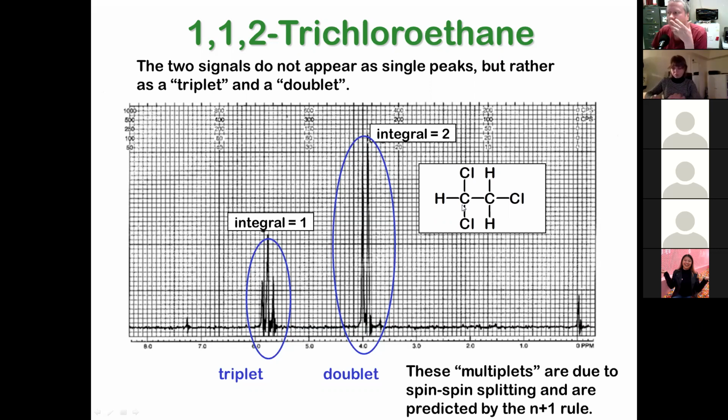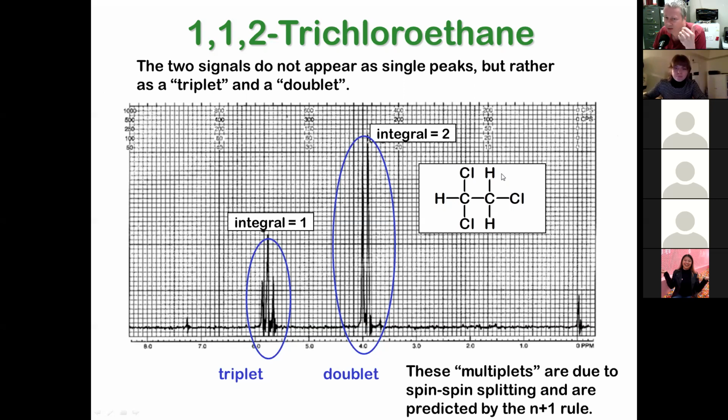So the multiplets are due to this thing called spin-spin splitting, and they're predicted by something called the n+1 rule. The n+1 rule. So what is this n+1 rule? Here it is in a nutshell. Okay, the CH. How many neighbors does a CH have? Like neighboring CHs. Yeah, it's a CH itself, but how many neighboring CHs are there? How many CHs are there next door? There's 2, right? The CH has 2 neighbors, right?